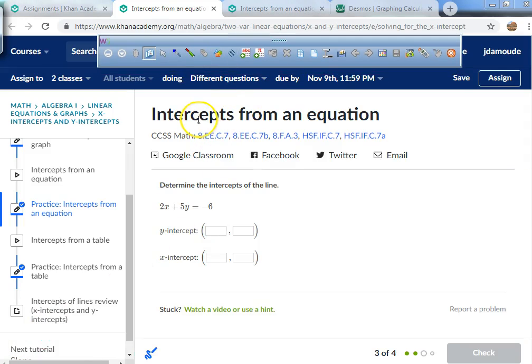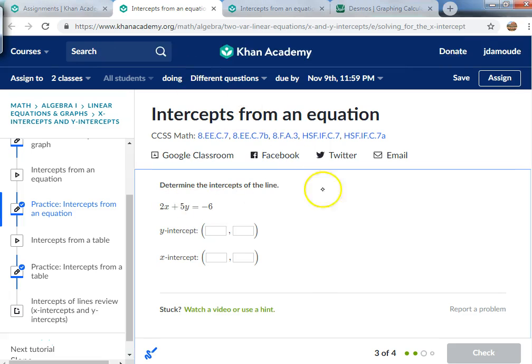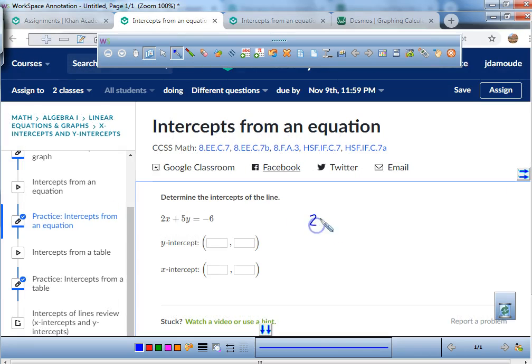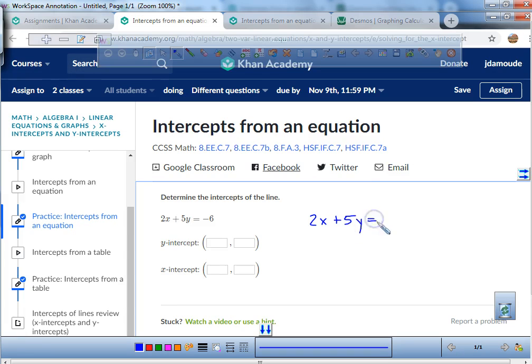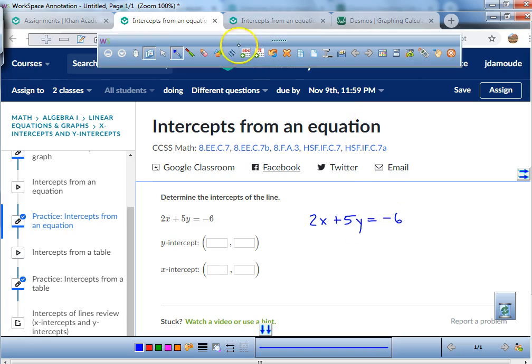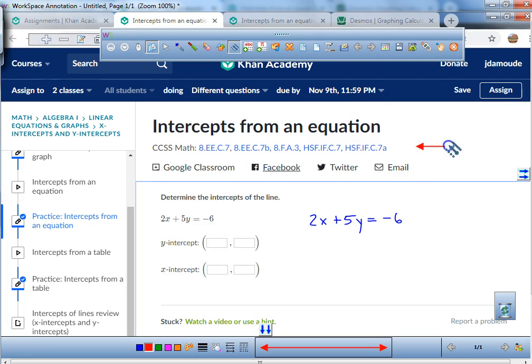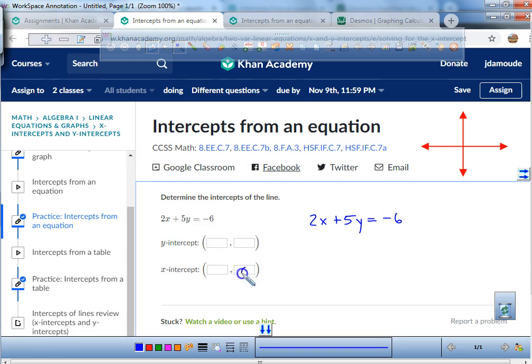We're going to find intercepts from an equation. So here's your equation right here. What I'd like you to do in your journal is just write 2x plus 5y equals negative 6. Now, we're talking about if you have an x-axis and a y-axis, and you're creating a line, okay? The x-intercept is always where the y value is equal to 0. The y-intercept is always when x is equal to 0.